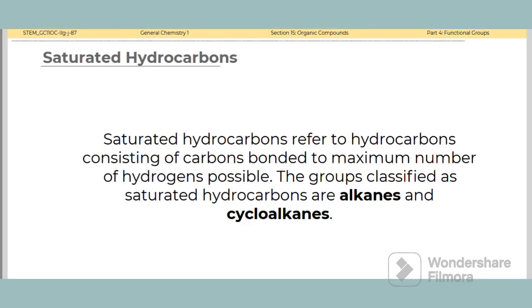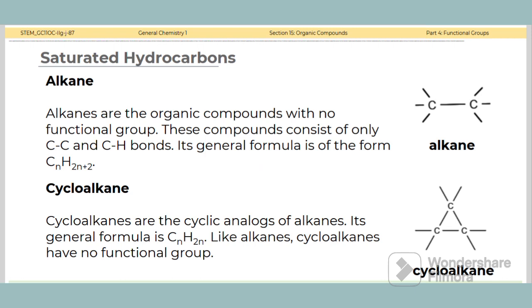Saturated hydrocarbons. Saturated hydrocarbons refer to hydrocarbons consisting of carbons bonded to the maximum number of hydrogens possible. The groups classified as saturated hydrocarbons are alkanes and cycloalkanes. The first group, which is alkanes, are the organic compounds with no functional group. These compounds consist of only carbon-carbon and carbon-hydrogen bonds.